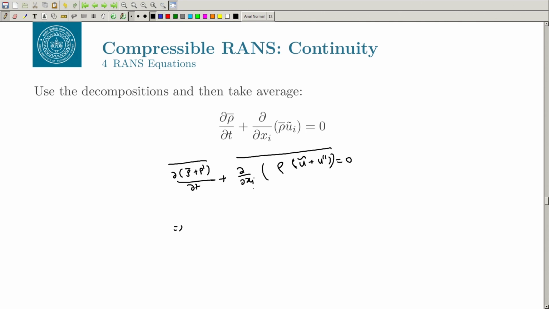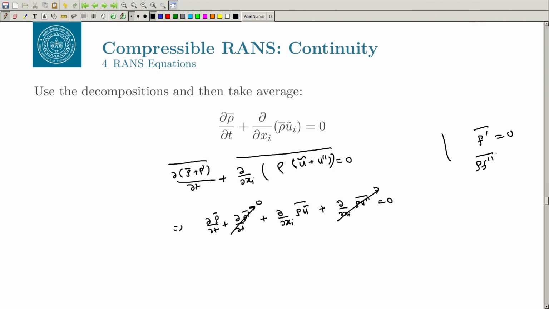So, this will become d rho bar by dt plus d by dt of rho prime bar plus del by del xi of rho u tilde bar, plus del by del xi of rho u double prime bar equal to 0. Now, this is 0 by definition and this is 0 by definition. Remember, for the Reynolds averaging, the fluctuation of a quantity f, that is f prime bar, goes to 0. In the Favre averaging, rho f double prime bar goes to 0. That is why this term, being multiplied by the density, goes to 0.